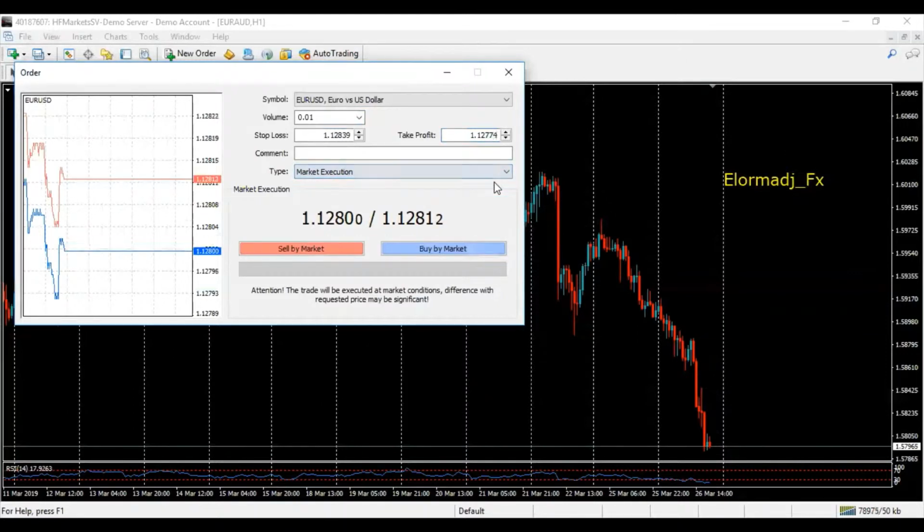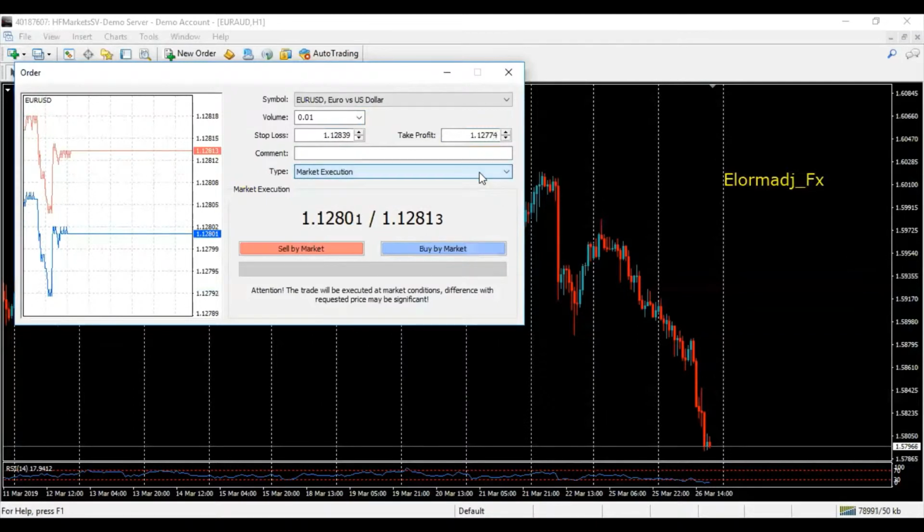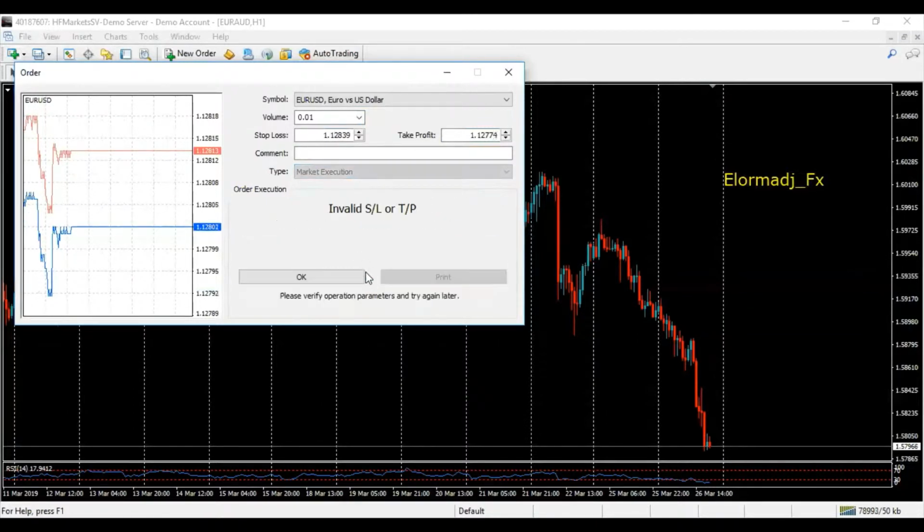So when you click on market execution, by the time you click on sell, the order will execute directly, automatically. Let me put it that way. But when you choose pending order, it means that you expect the price to come to a particular point. Use that point before selling or buying. So it won't go directly to hit that particular price you want. So let's focus on the market execution. Here we are. So let's play.